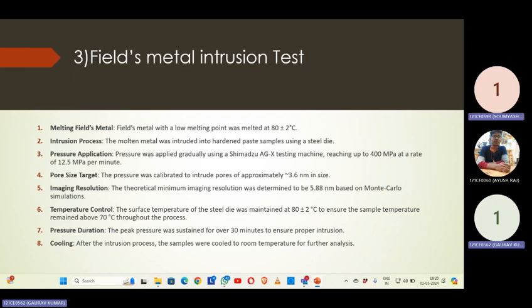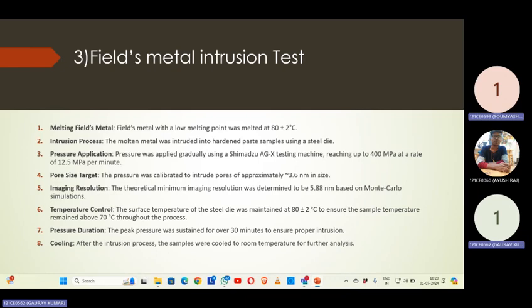So these are the processes. First is melting Field's metal. Field's metal with a low melting point was melted at 80 plus or minus 2 degrees Celsius. Second, intrusion process. The molten metal was intruded into hardened test samples using a steel die. Third is pressure application. Pressure was applied gradually using a CIMA DZU AGX testing machine, reaching up to 400 MPa at a rate of 12.5 MPa per minute.